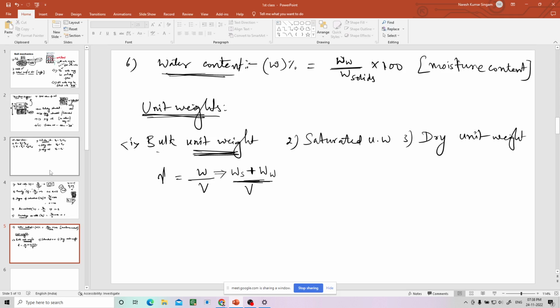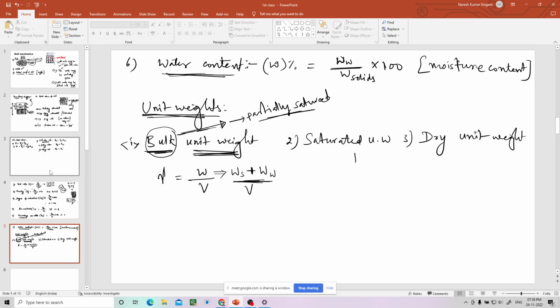As this is dealing with the bulk, bulk always will be used for the current state. It might be dry, it might be saturated, whatever, but you have to use this for the current state. It may be saturated, but it is still bulk. It may be dry, it is still bulk. But people generally use bulk unit weight when there are partially saturated conditions. Mostly, that means there is some water in it, there is some air in it.